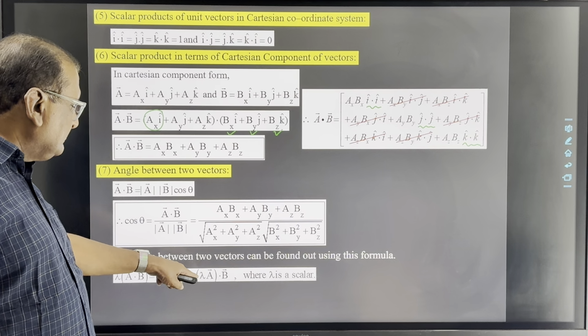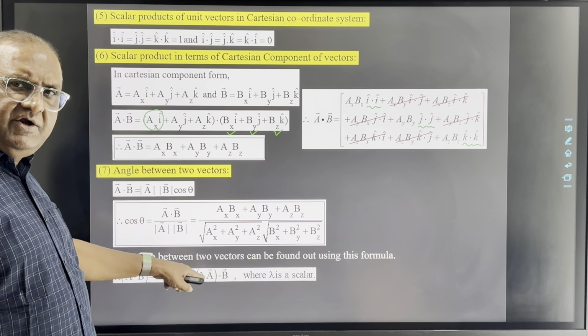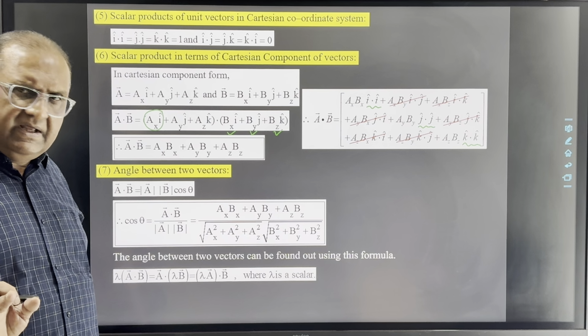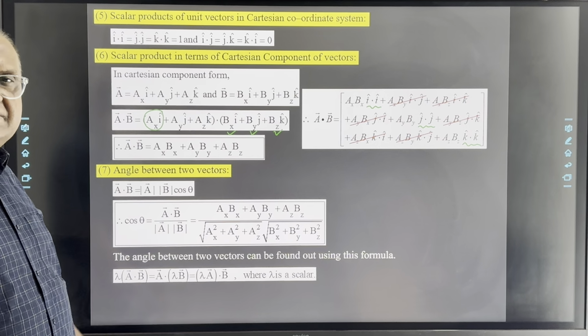If you multiply a vector by lambda, you know the magnitude of the vector will change, the direction will not change. Clear to all of you? So these are the properties.